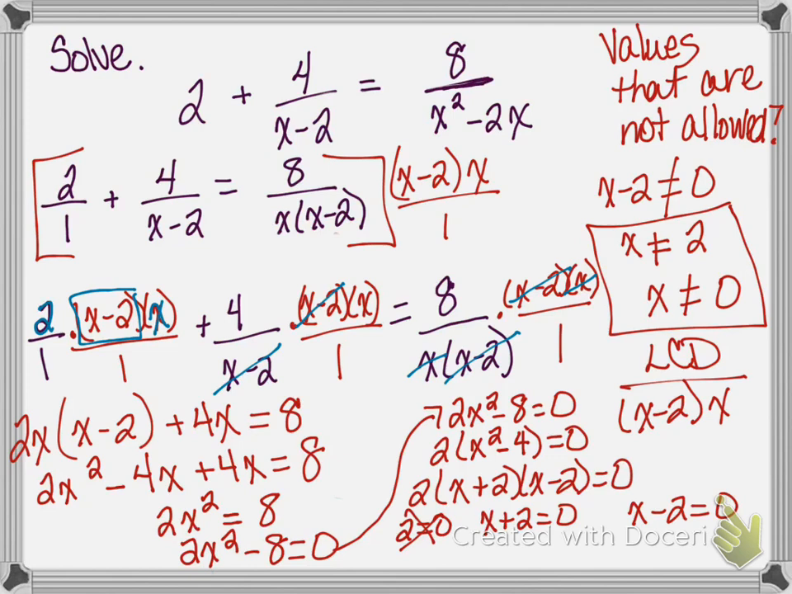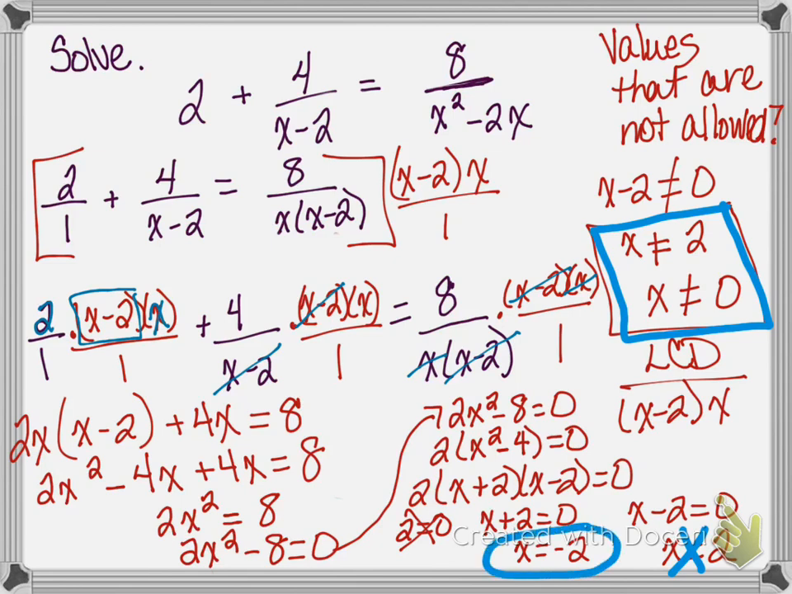x plus 2 equals 0 leaves me with x equals negative 2. x minus 2 equals 0 leaves me with x equals positive 2. Students very often want to stop right there, but they can't because they've got to throw one of these out. So you go back and see if either one of your answers falls into the undefined values. Which one? Good. So we have to throw that out. This is my only solution. The answer to this is only x equals negative 2.